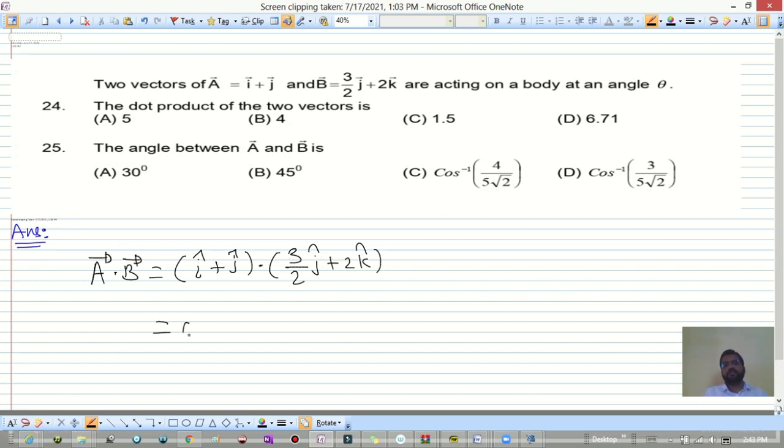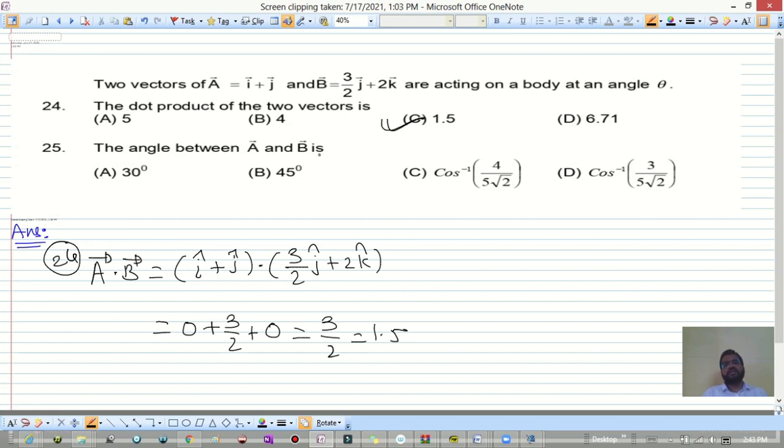So what is the product of it? 0. J hat we have plus 3 by 2, plus K hat is not present, so that's why 0 into 2 is 0. So what is the answer? 3 by 2, which is 1.5. So this is the answer for the 24th.